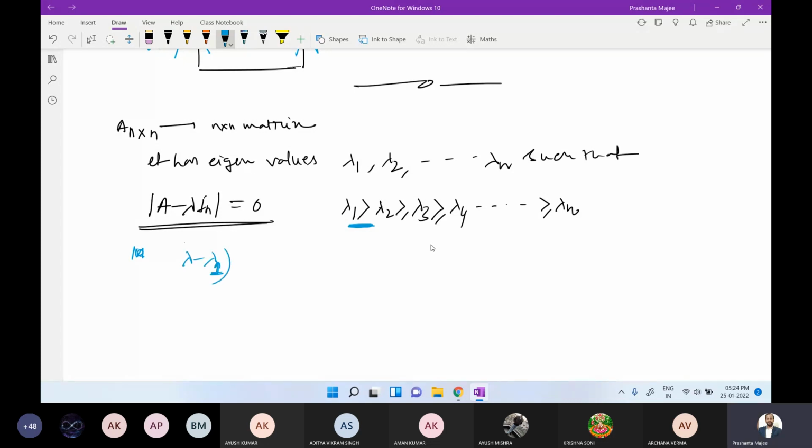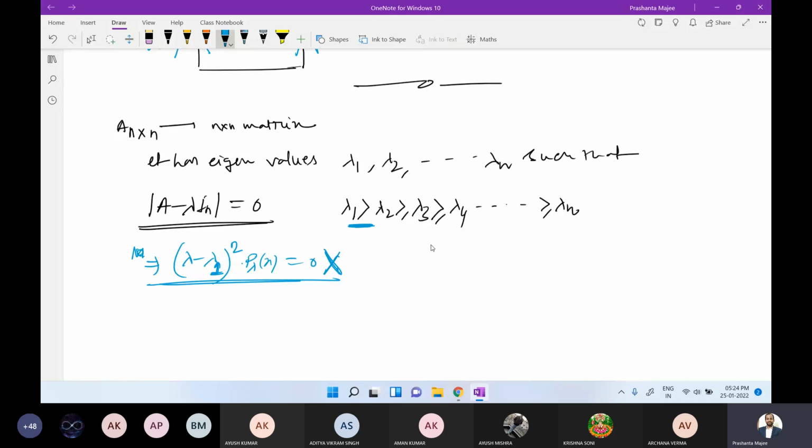So this determinant of A minus lambda I equals to 0 should not be written as lambda minus lambda 1 power square or cube or into some other polynomial in lambda. It should not be written in this way. If it is written in this way, then lambda 1 will be occurring twice. So multiplicity of lambda 1 will be 2. This should not be the case.